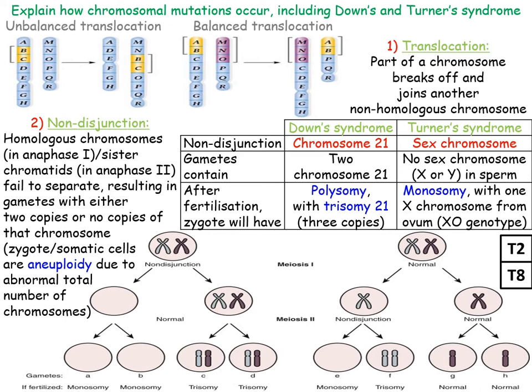For Turner syndrome, this is non-disjunction of sex chromosome. And here there is no sex chromosome X or Y in the sperm. So if there's no X or Y in the sperm, the only sex chromosome comes from the female. So therefore is just X chromosome on its own. So we can say XO genotype. If that comes from the ovum, then it's monosomy because there's only one sex chromosome instead of having the healthy amount of two.